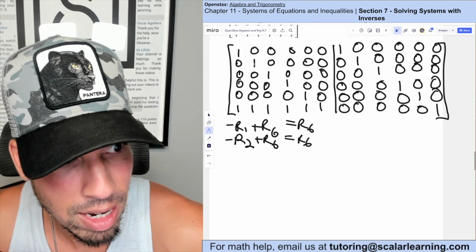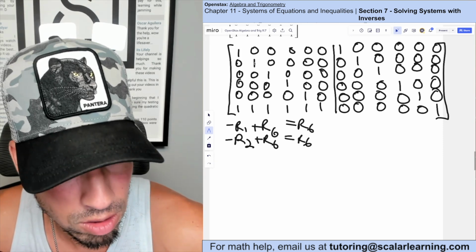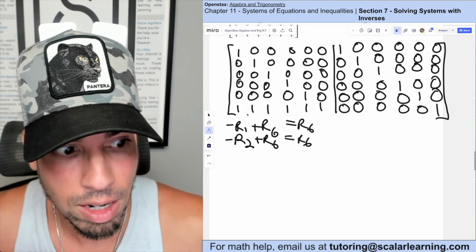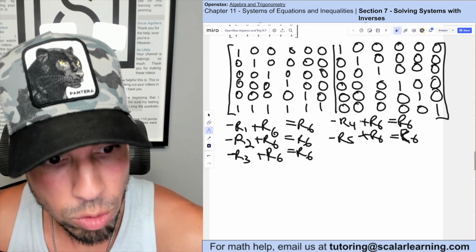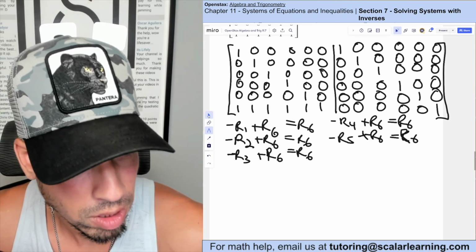That's going to negate that 1 to a negative 1. Everything else is going to stay 0. Add it to there. It's going to knock that out, right? So we can kind of do this on repeat. So you see we're doing this for every row 1, 2, 3, 4, and 5, and we're adding it to row 6. So let's write that out now.